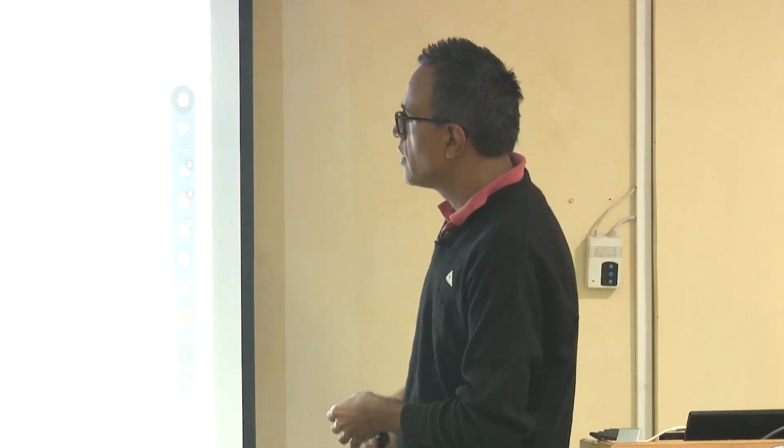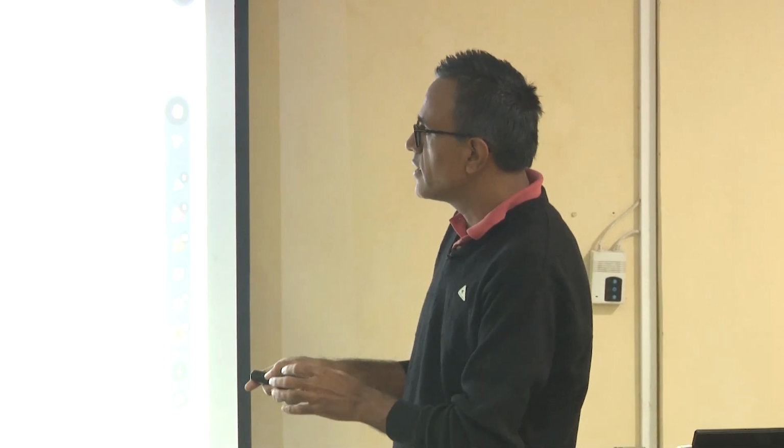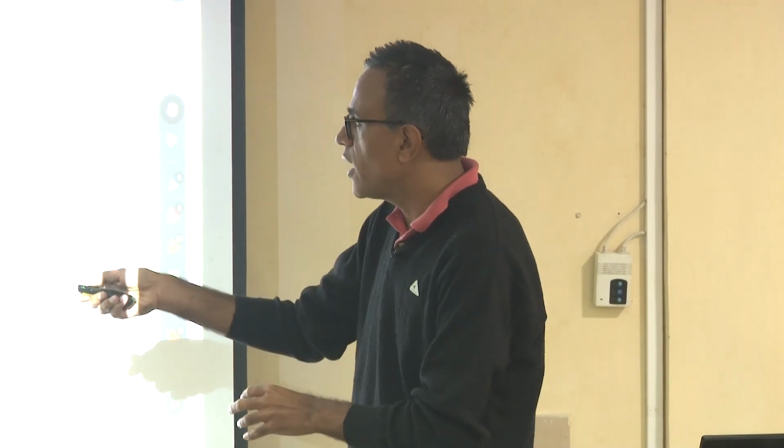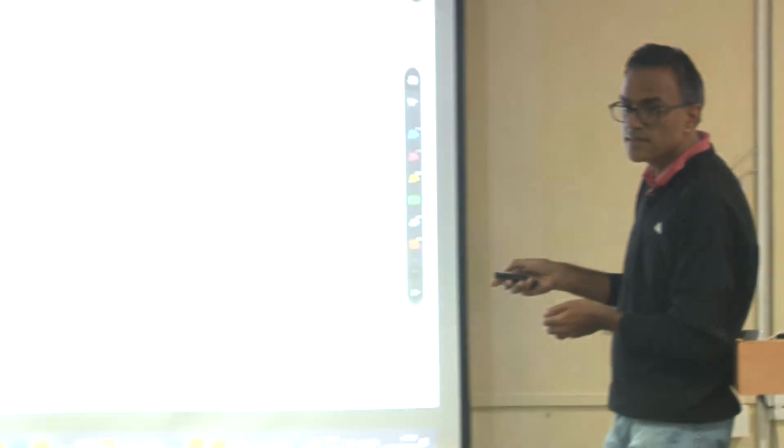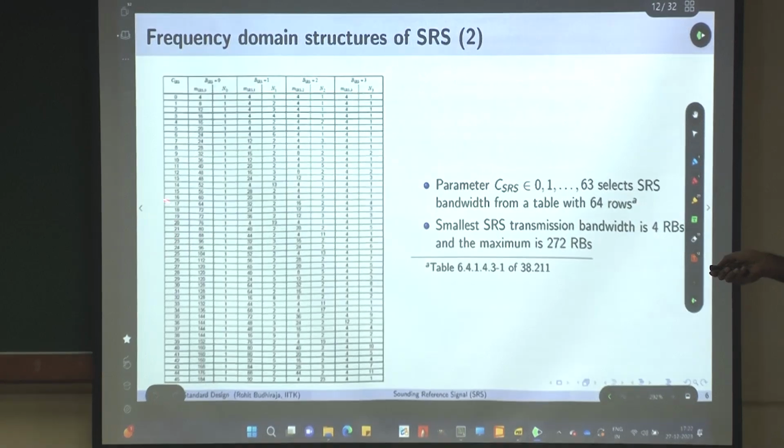So this is a reference, and using this, how is it configured? I'll show you an example. This is a broad outline of how this parameter CSRS is used. Let's take an example. We consider this example where CSRS is 13. I'm looking at this particular row.